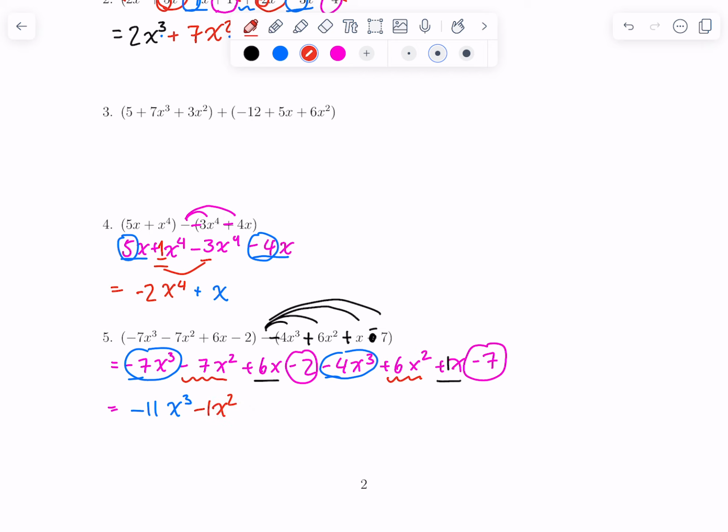Implied over here is a 1, but do I want to write it? No. Then we have the x term, which is 6 plus 1, so we will get 7x. The last term over here will be the constant, negative 2 minus 7, negative 9. Okay, so that's adding and subtracting polynomials, and give it a try on your practice. Sometimes you'll mess up with the negative sign, so be careful on that.